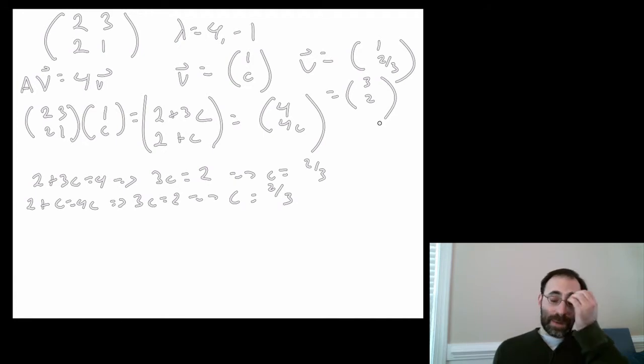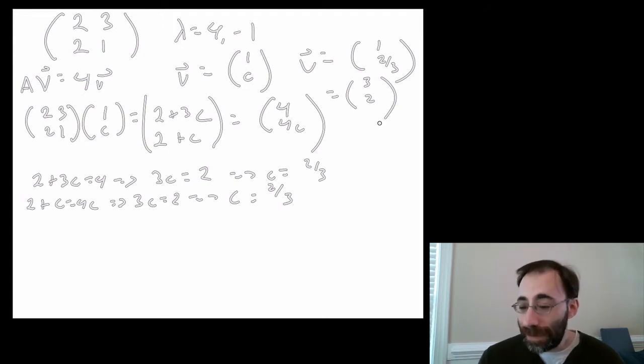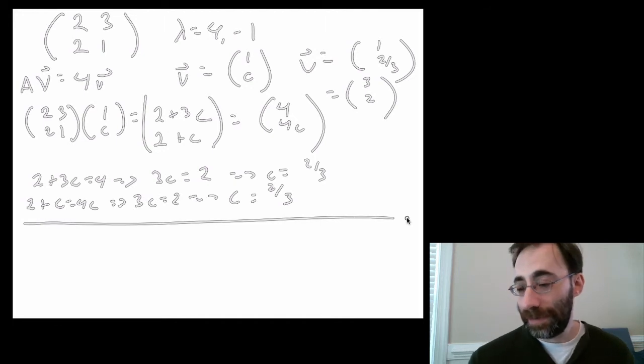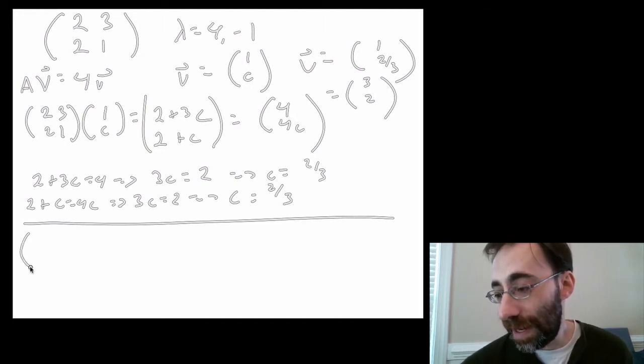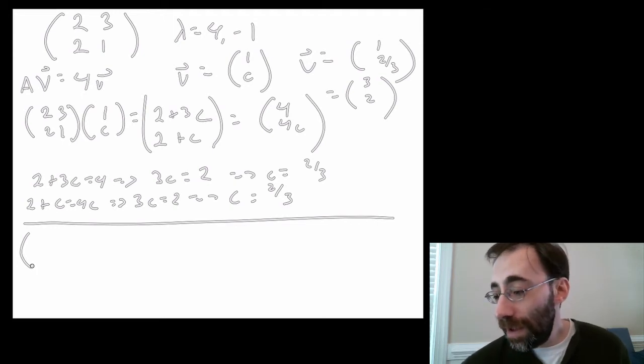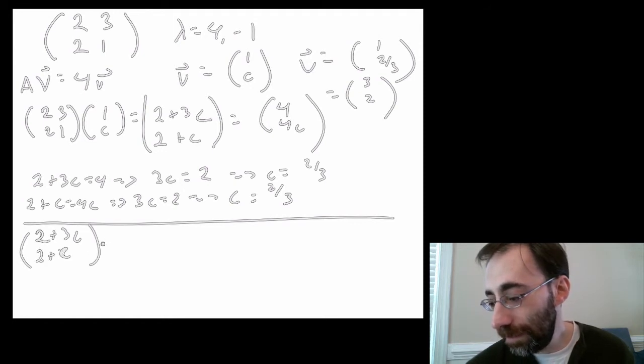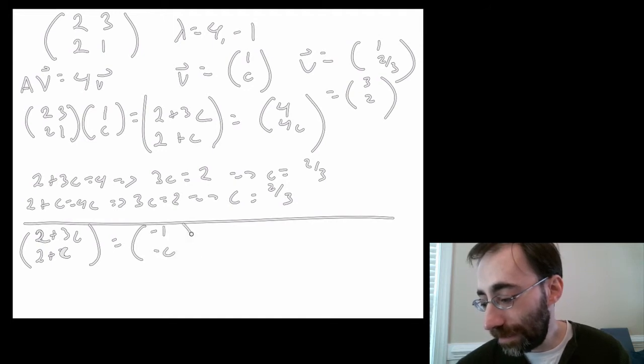And you can check at home to make sure that when you multiply A times that vector, you get back that vector times 4. There's one of them. Second one. Same thing now, but instead of 4, we're going to use the eigenvalue -1. We still have the same two equations up front over here, because that part hasn't changed. But now on the right, we have -1 and -c.